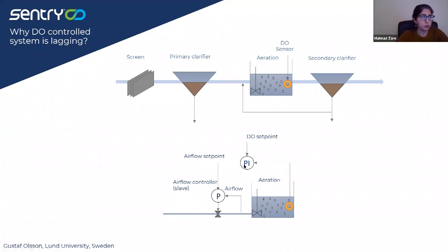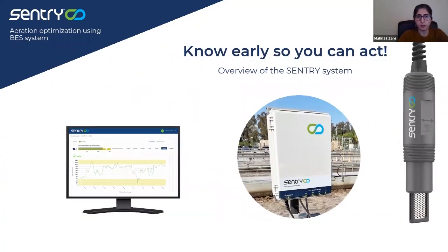Therefore, due to the HRT lag between the load that's entering the plant and the DO sensors, there is no opportunity here to be proactive. For example, if a heavy load comes in, that's why we are saying it's a lagging sensor, and it does not have predictive value. So what else can be done to better control aeration?